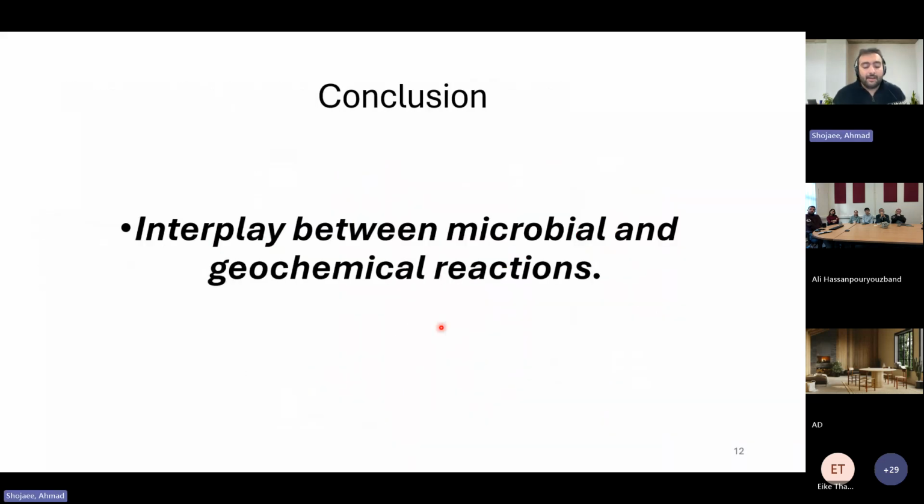So let's go to the next part. Actually, before that, the conclusion of this part is that from this study, we found there is a great interplay between microbial and geochemical reactions. And it's important to consider the mineralogical setup of each reservoir for any hydrogen storage project.